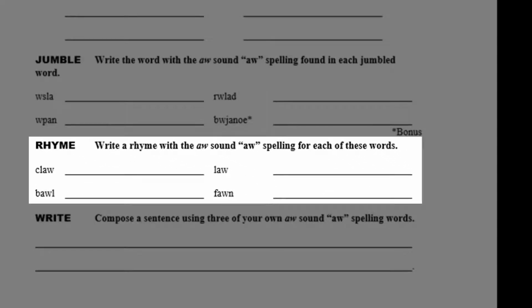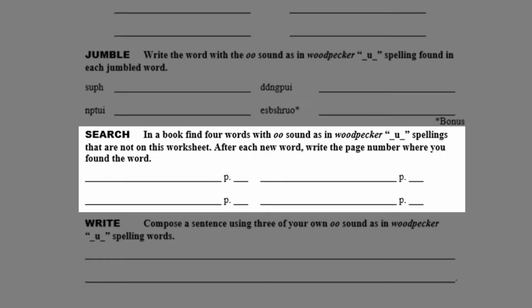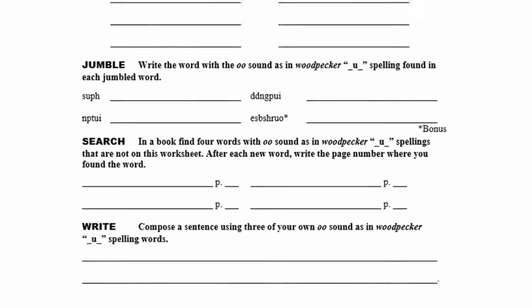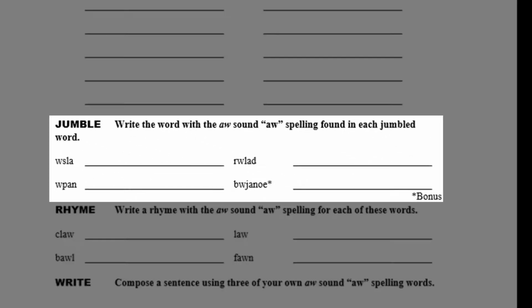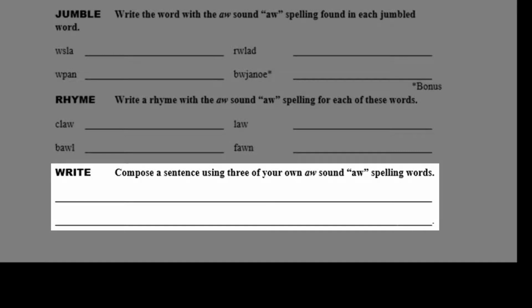The rhyme or search section. Students write rhymes that apply the sound spelling pattern, or students book search to find similar sounding spelling words, using their sustained silent reading book or a class novel. The jumble section. Students unravel word jumbles using the sound spelling pattern as their clue. The write section. Students practice application of the sound spelling pattern in the writing context.